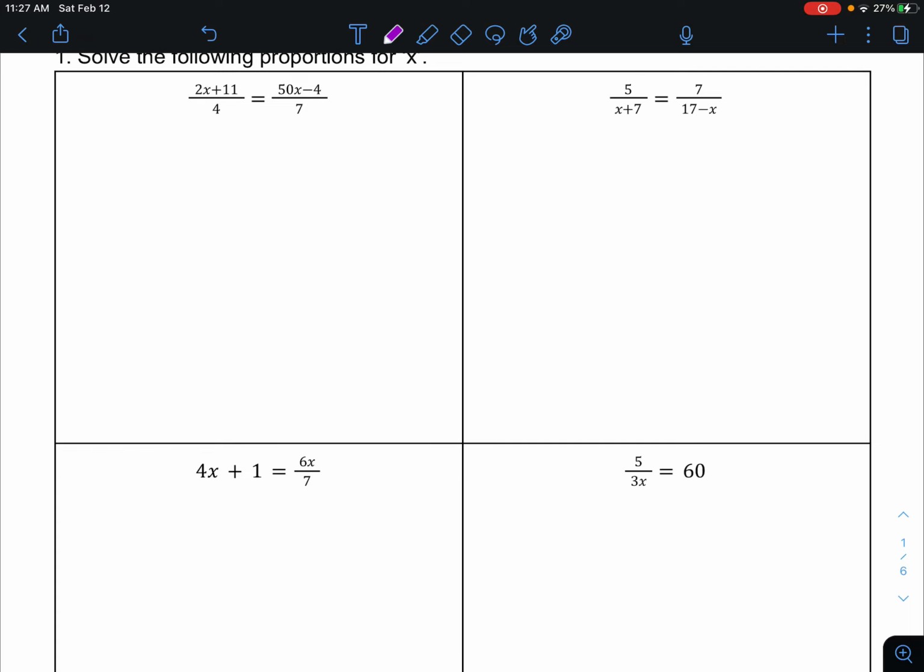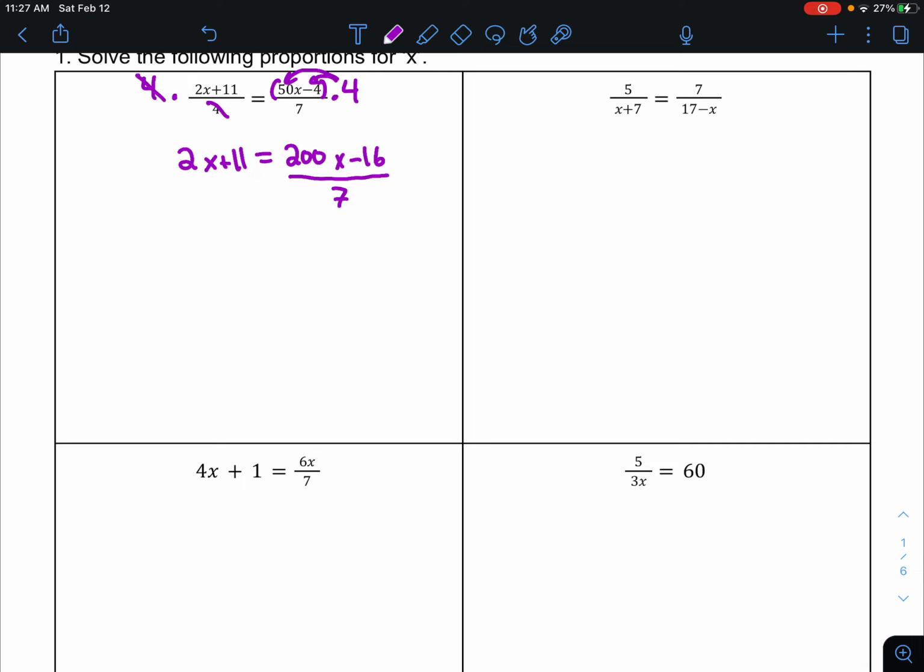So usually our approach here is that we're going to want to get rid of the denominators by multiplying both sides of the equation by each denominator. So first I can multiply both sides by 4. When I multiply and divide by 4, this cancels. So you're left with 2x + 11 equals the 4 distributes to each of these terms in the numerator. So we end up with (200x - 16)/7. So I've effectively gotten 4 out of the denominator.